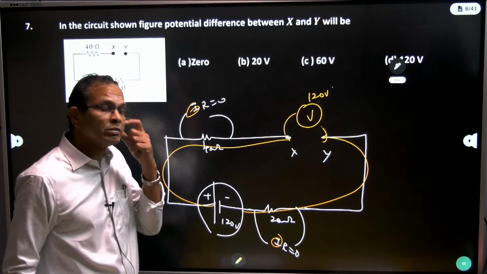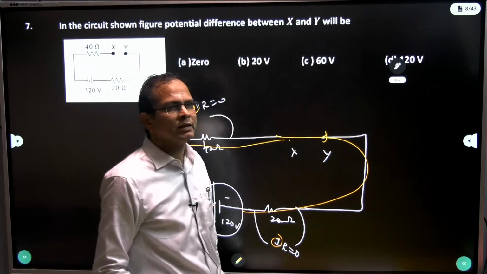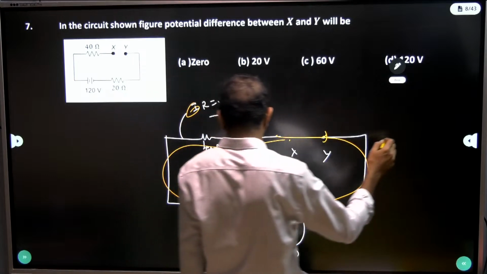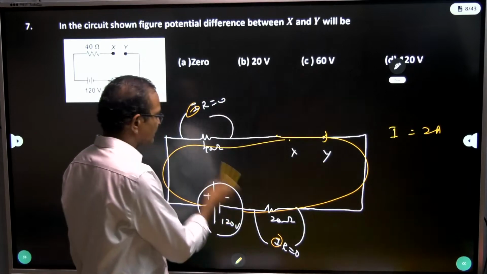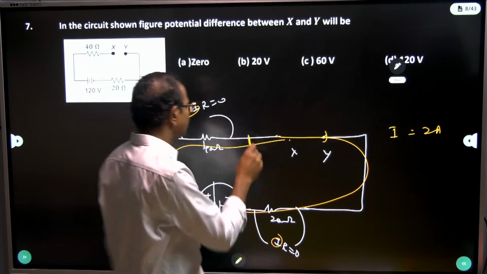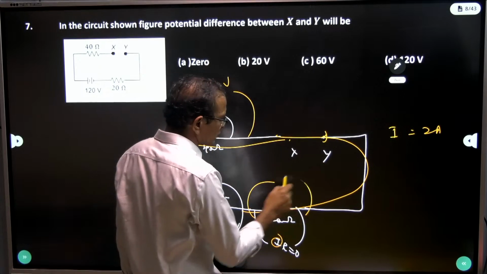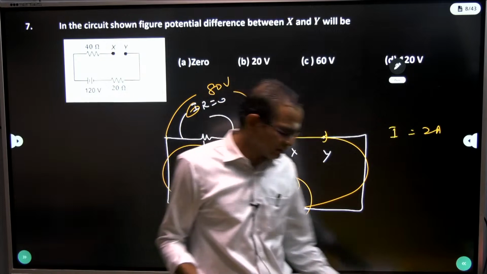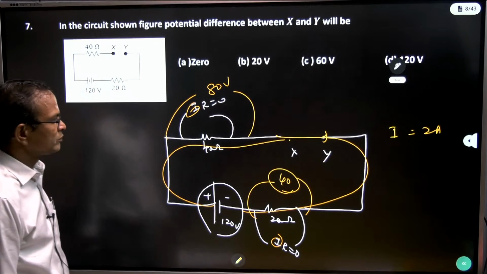Otherwise, if the circuit is closed, then each time first you have to calculate current. What would be the current? Current would be 2 ampere because 120 by 60 is 2 ampere, and then here 2 into 40 is 80 volt, here 2 into 20 is 40 volt, 40 plus 80 is 120 volt. It will go like that. Getting the point?